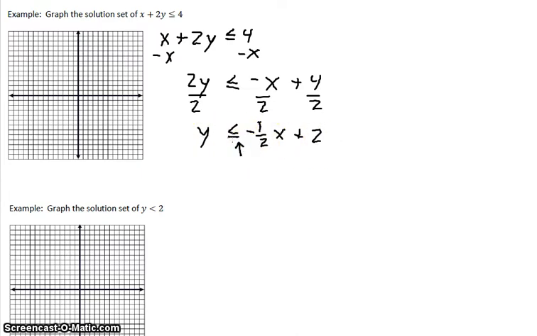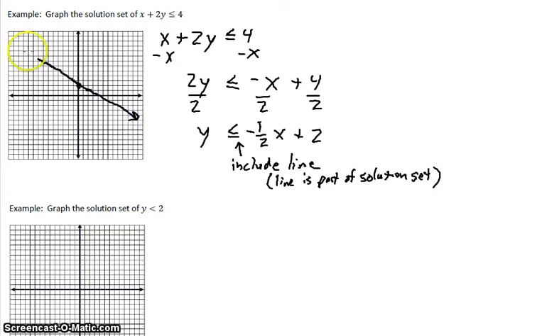But now this is different because we have an equal sign here, so we can include the line as well. The line is part of the solution set, so I have to graph this line. I'm going to go to positive 2, then go down 1 and to the right 2. I'm going to graph a solid line now because the line is part of this solution. That means points on the line work.